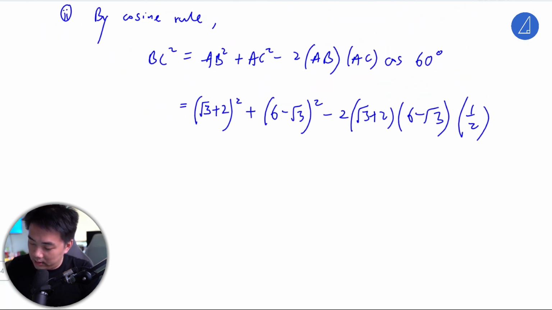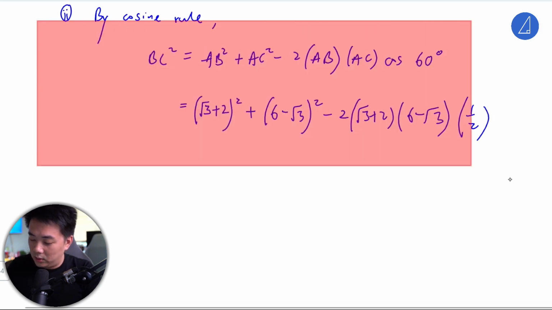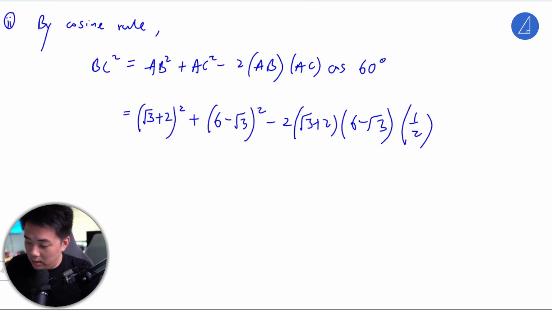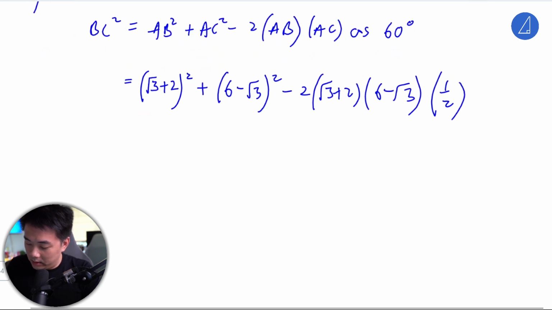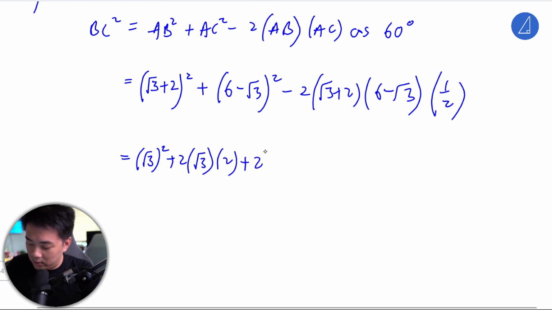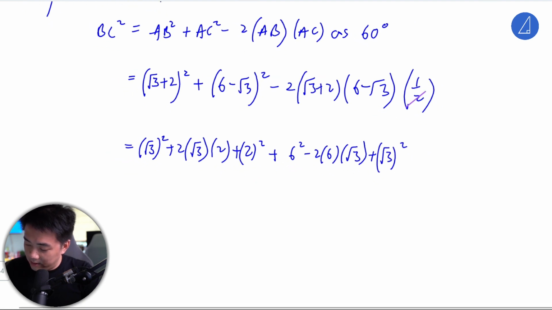So what we need to do is just slowly do it algebraically. So shouldn't be an issue here. So this is root 3 square plus 2 root 3 times 2 plus 2 square. So just a plus b square is a square plus 2ab plus b square. Similarly with the middle one is 6 square minus 2ab plus root 3 square. The last one, I will just simplify this first into negative.